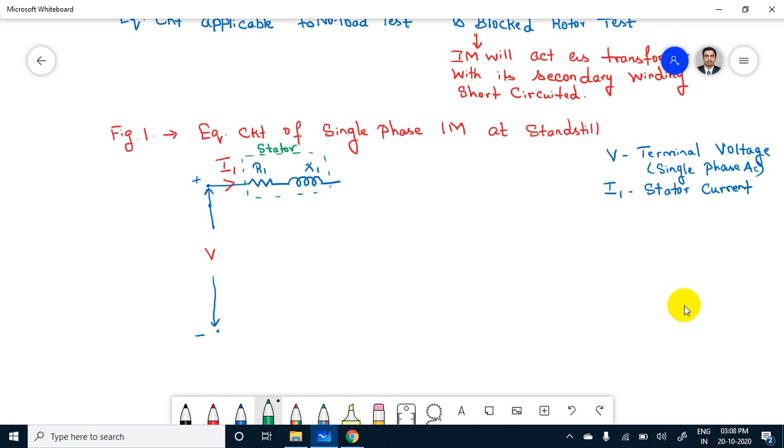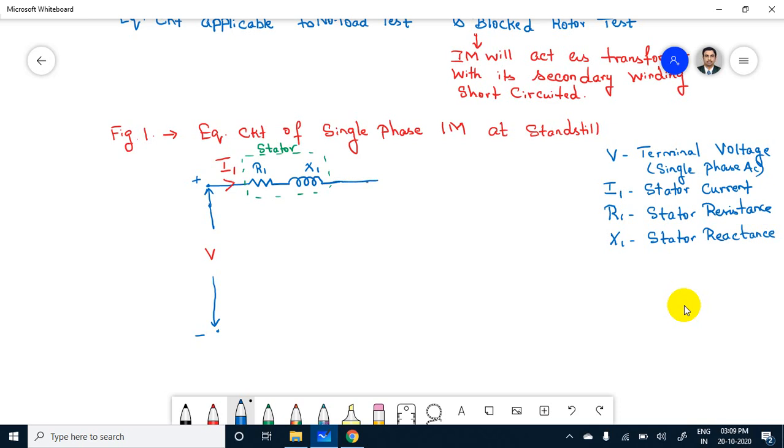Okay, so this is stator. So R1 is the stator resistance, X1 is the stator reactance. Stator reactance.